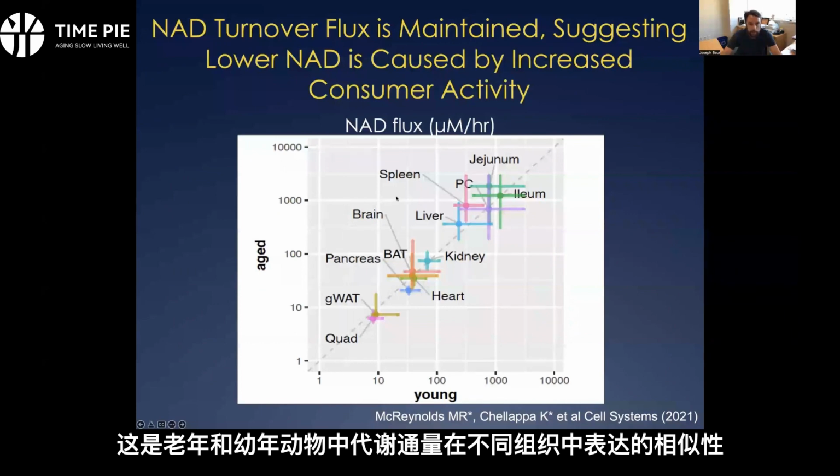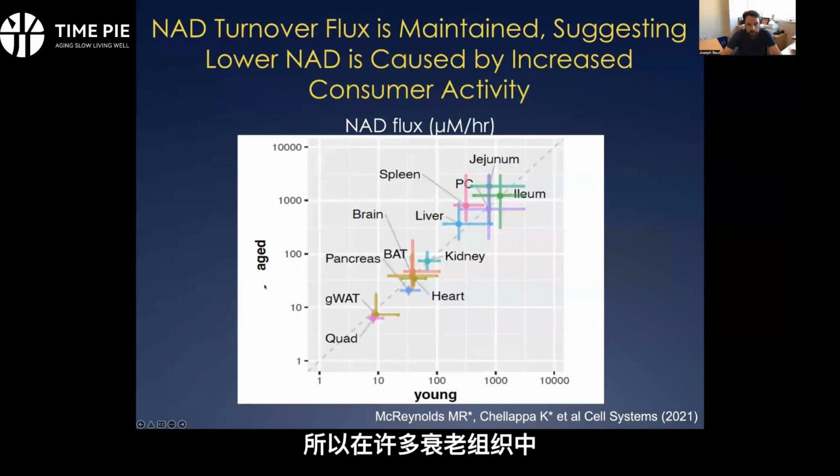So this is the turnover flux expressed in molarity in different tissues in the aged versus young animals. And so in many of the aged tissues, remember the pool size is smaller, but those pools are turning over a little bit faster to really maintain the flux, or in some cases be slightly higher, like in liver here or in spleen. It's a little bit higher in the aged animals. But overall, the main lesson here is that flux is maintained in the aged animals. It's not decreasing, which is what you would expect if it was synthesis that was impaired.